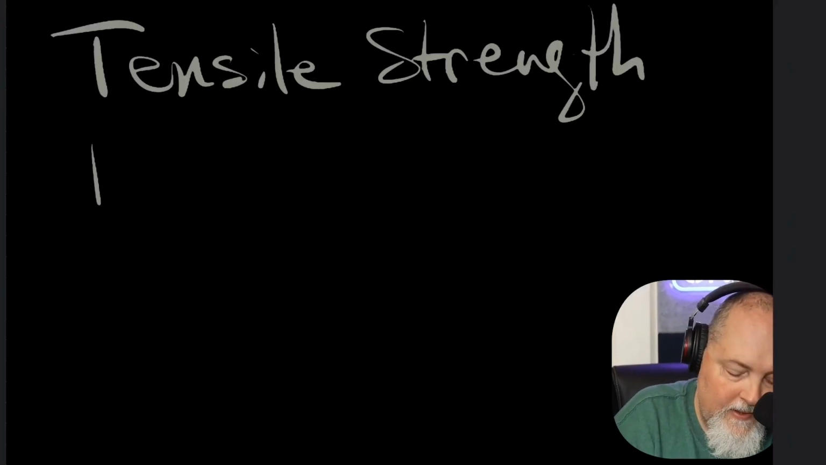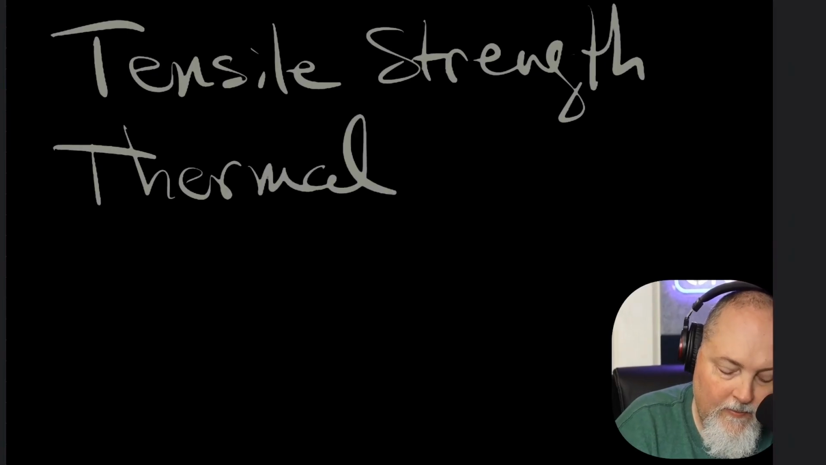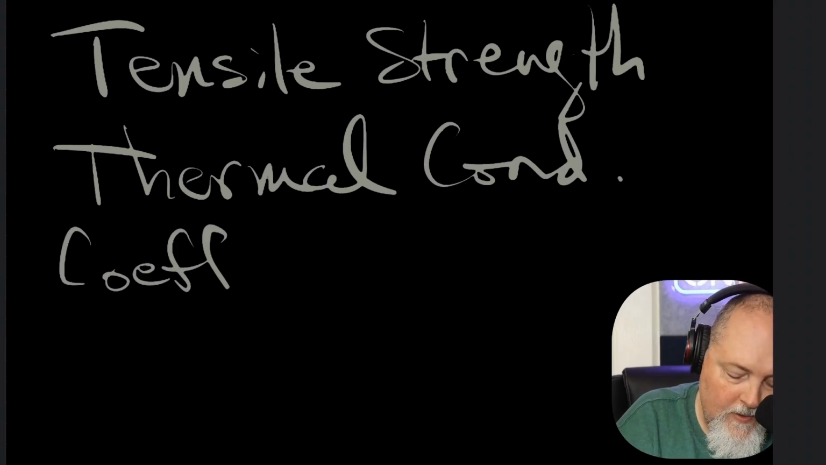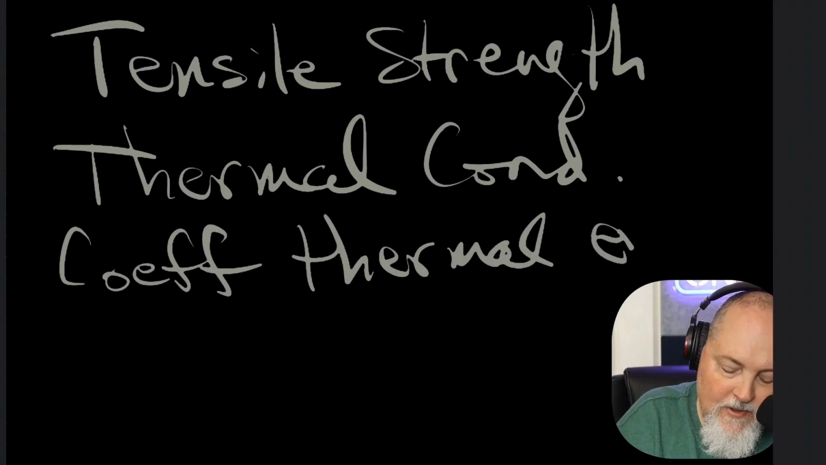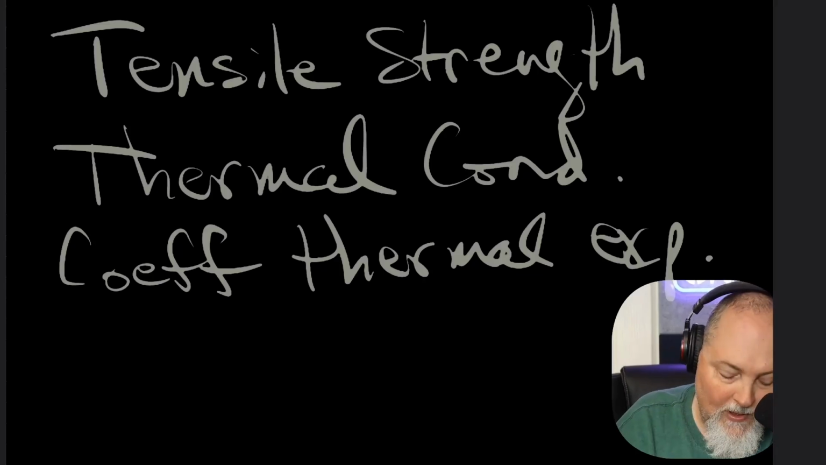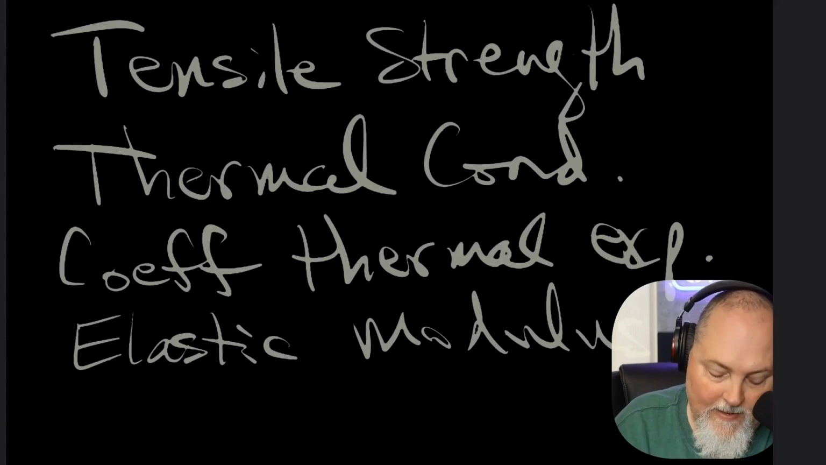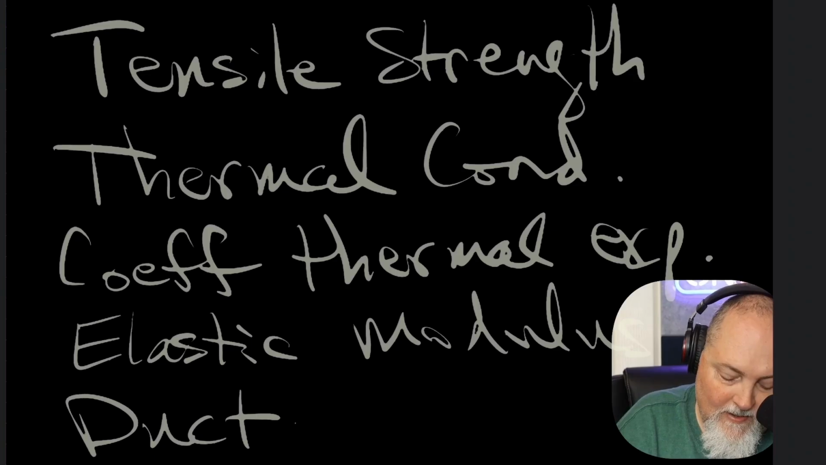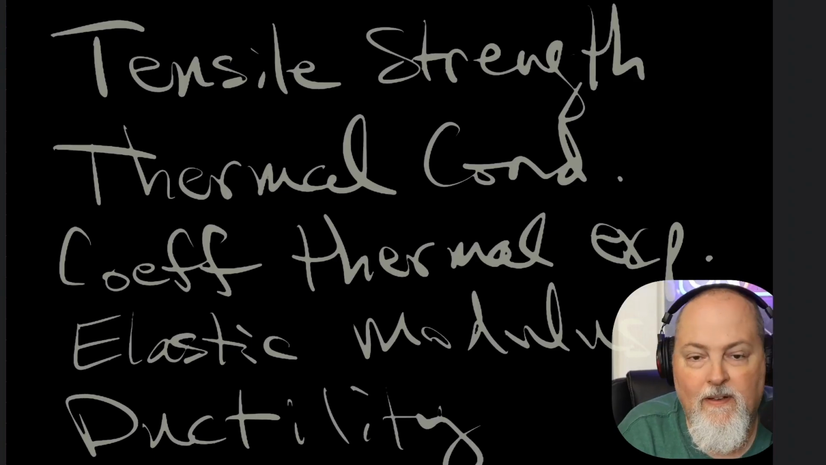The important ones that we're going to talk about in this module are tensile strength, thermal conductivity, how well it conducts heat throughout the thickness of the material, the coefficient of thermal expansion, and elastic modulus. Remember what elastic modulus was? Basically the stiffness, and then the ductility. Now that should be something you remember from a previous module, right? Ductility. Apparently I can't write and spell ductility at the same time.